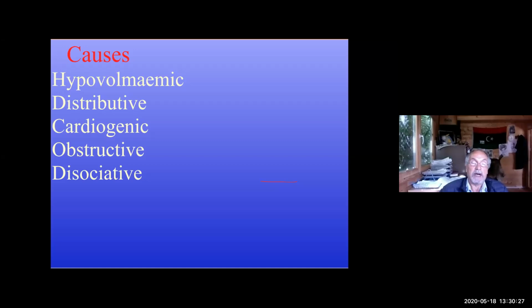And the dissociative, that means the distribution of the fluid in the body is not very well organized, whether there's a CNS failure or sometimes anaphylactic shock. So these 5 types of shock are what you need to find out when you assess a shocked child, to find what type it is, and then accordingly you can manage them according to the cause of the shock.